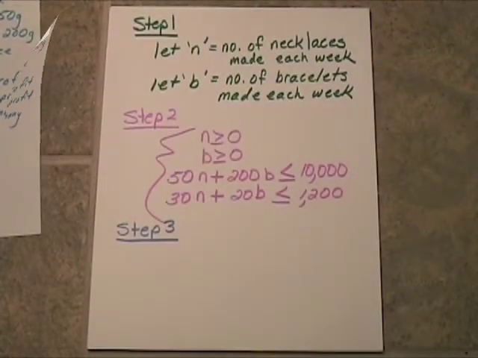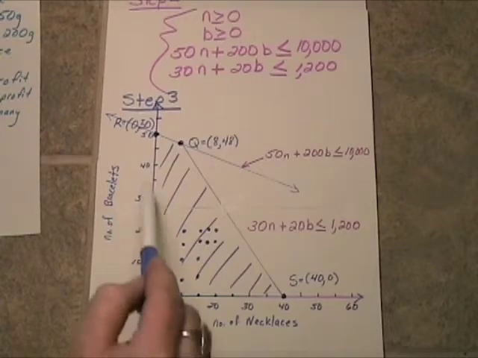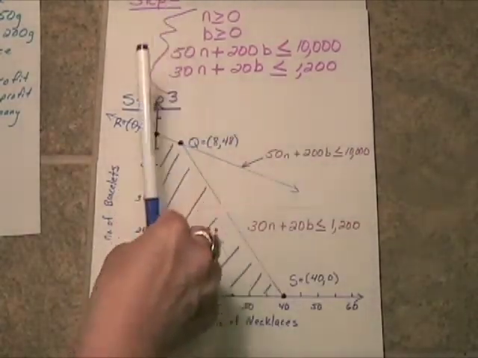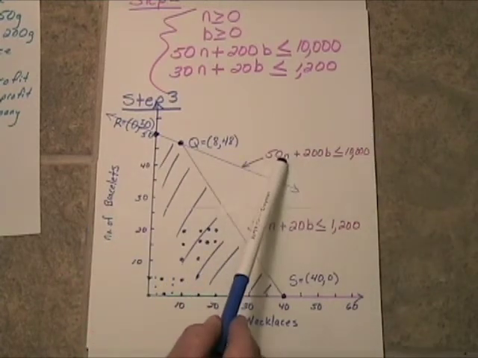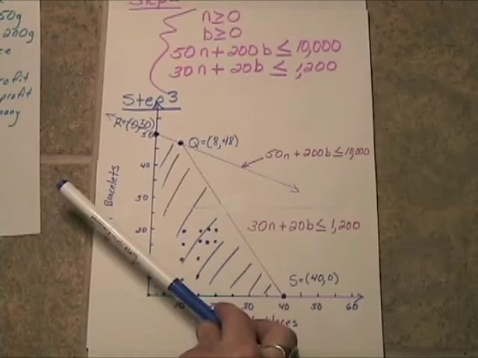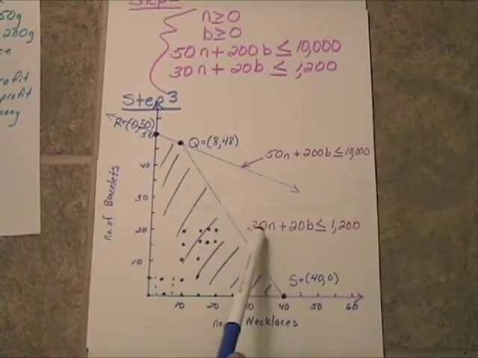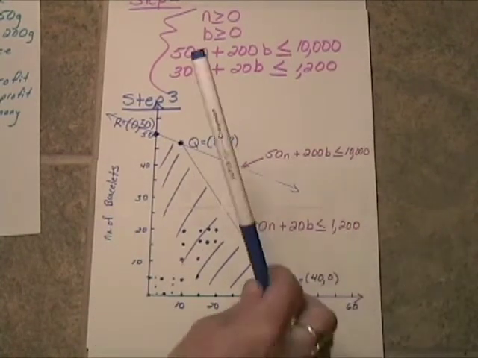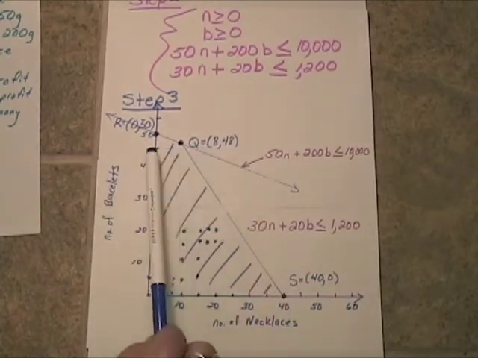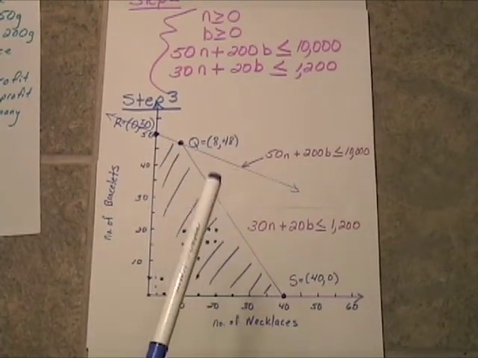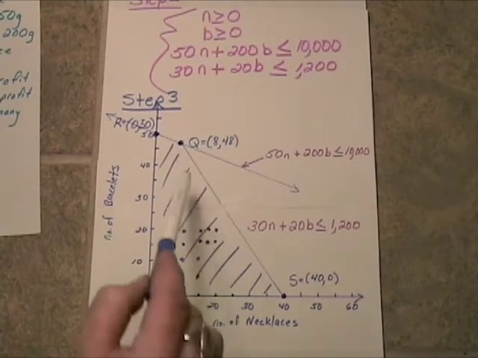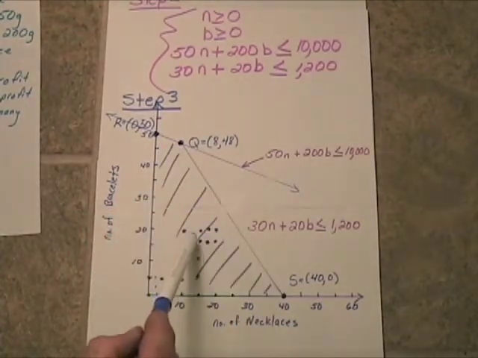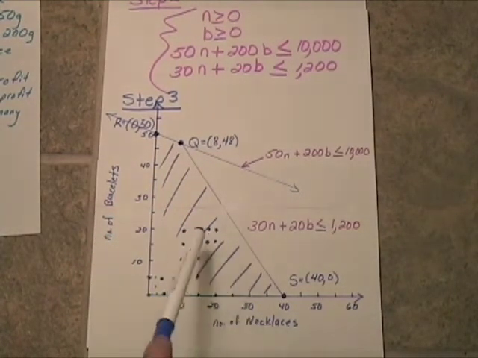Step 3, graph the feasible region, with the number of necklaces on the horizontal axis and the number of bracelets on the vertical. You can see we're in the first quadrant here. This line represents this inequality. We wanted everything below it. This line right here represents this inequality, and we want everything below it. So this shaded portion right here would be discrete because we want to know just the number of complete necklaces and bracelets. So we've just marked a few points and then we've shaded.